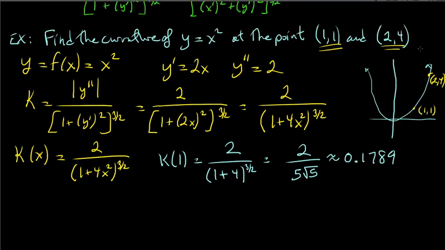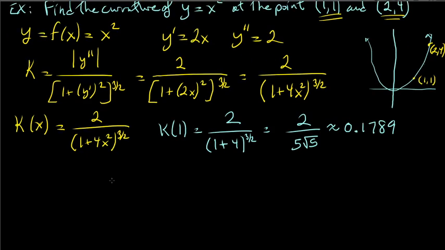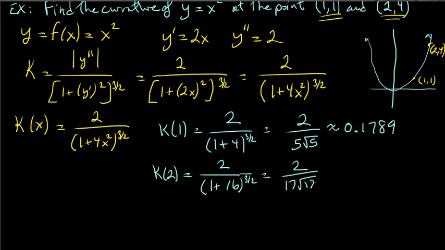Right, and then at the point 2, 4, x is 2 now. So plugging in 2 for x, you get, again, the same 2 divided by 1 plus 4 times 2 squared. 4 times 4 is 16, so 1 plus 16 is 17. So this will be 2 divided by 17 square root of 17, which is approximately, my calculator says, 0.0285. Okay, which is considerably smaller.